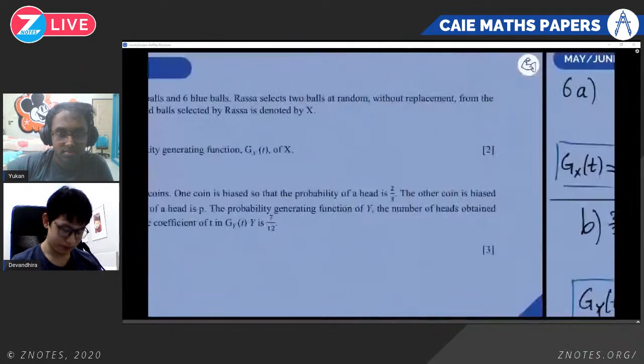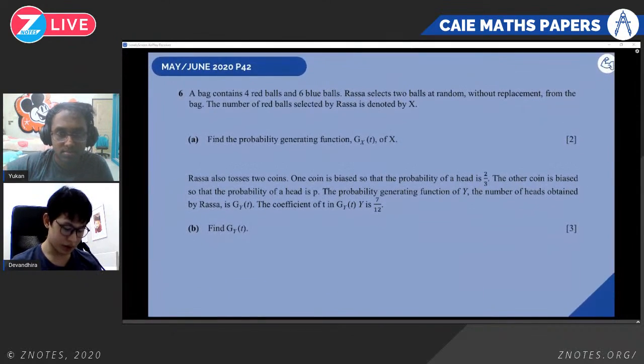For the next one, Rasa also tosses 2 coins. Why is she making things so hard? One coin is biased so that the probability of a head is 2/3. The other coin is biased so that the probability of a head is P. The probability generating function of Y, the number of heads obtained by Rasa, is G_Y(t). The coefficient of t in G_Y(t) is 7/12.